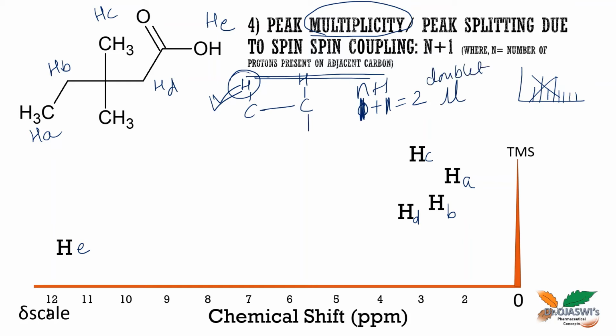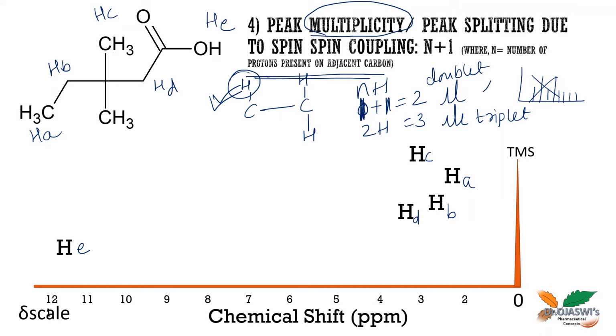If on the adjacent carbon there are two hydrogens, based on the n plus 1 rule, 2 plus 1 is 3, so this peak will split into a triplet. Similarly, we have quartet, pentet, quintet (pentet is quintet only), then hextet, heptet, and so on.